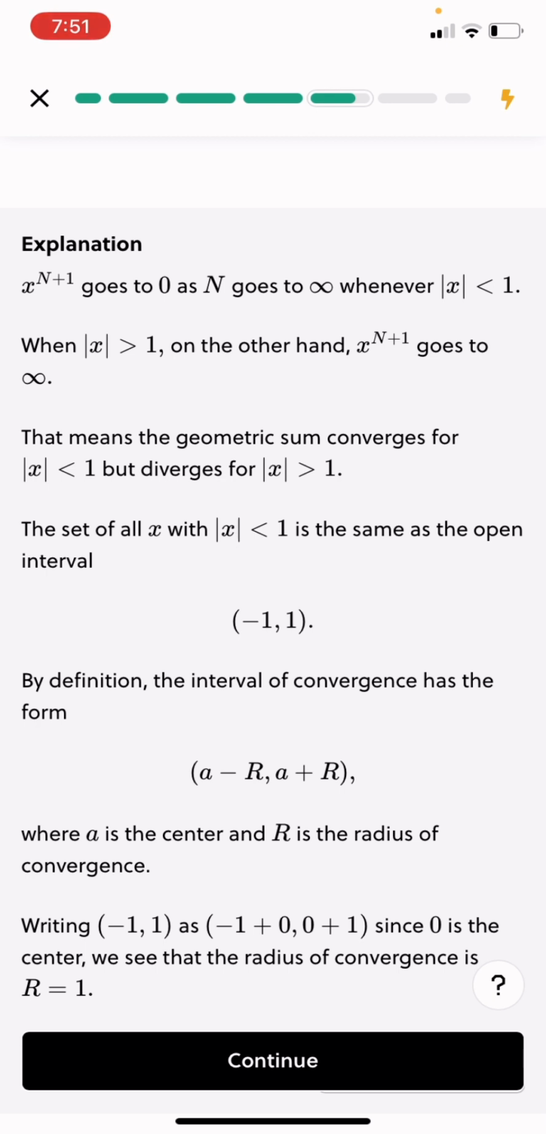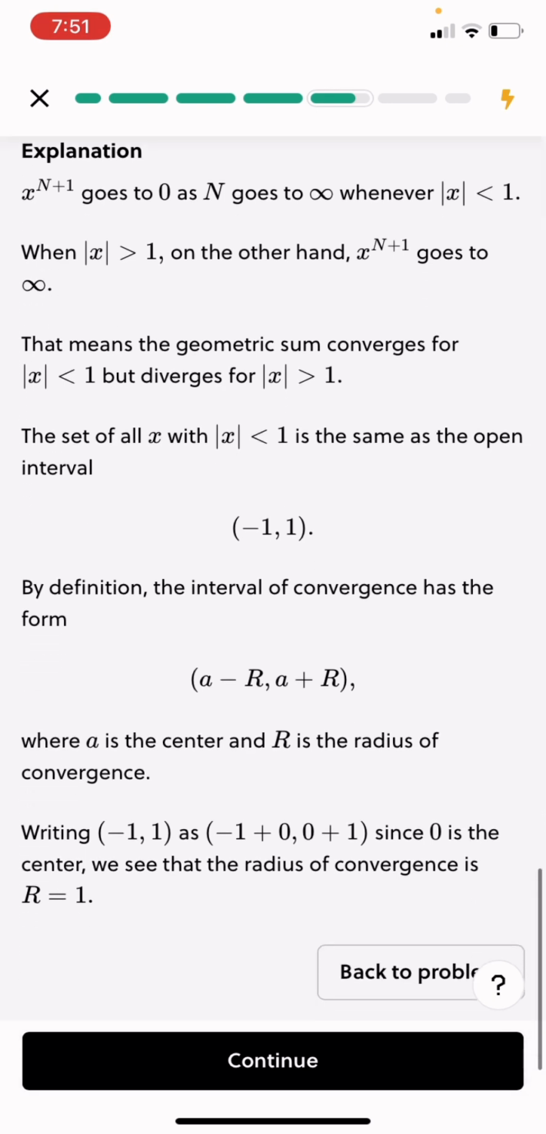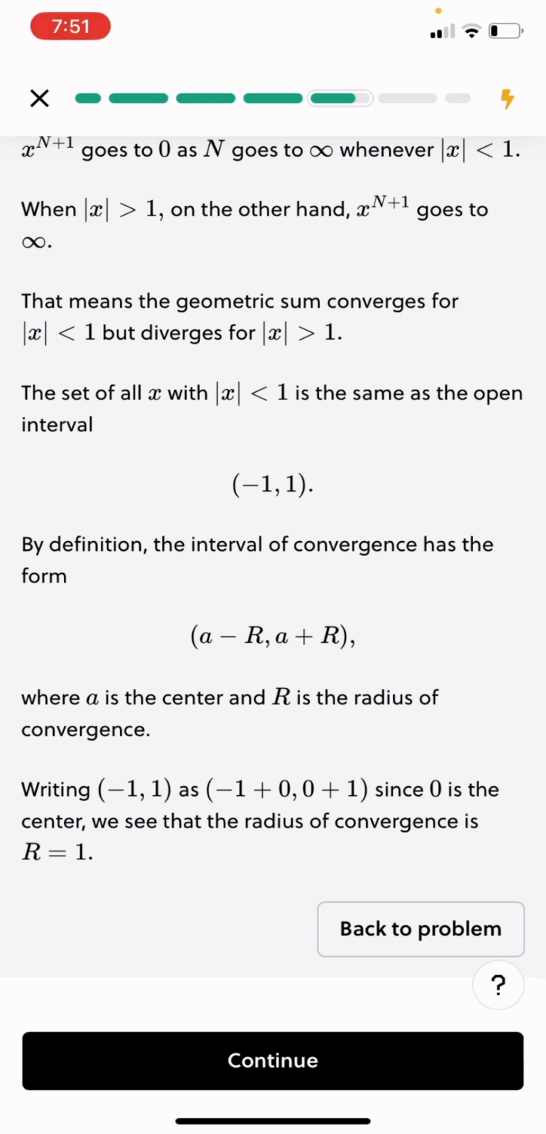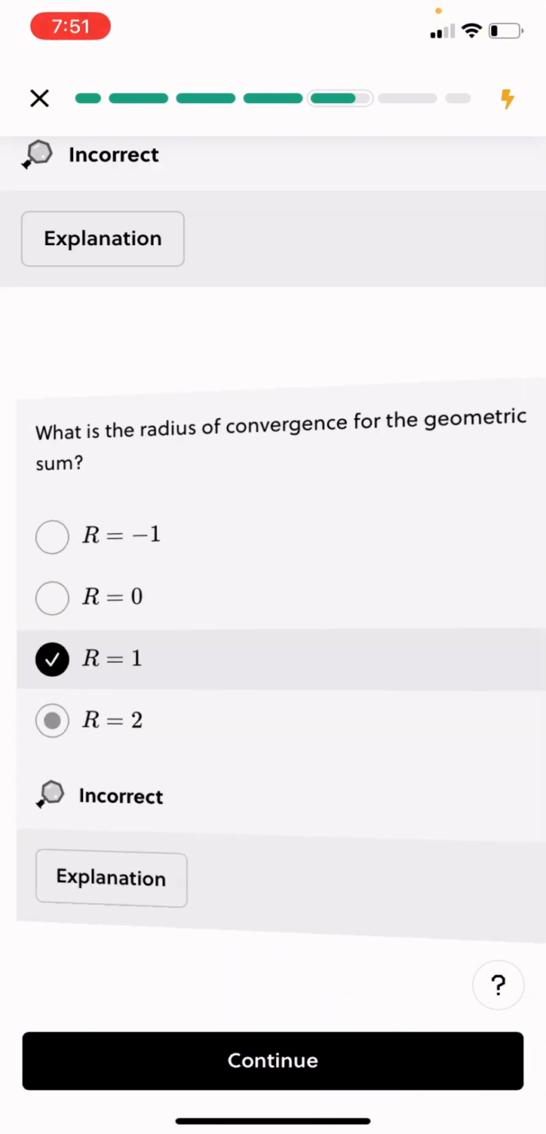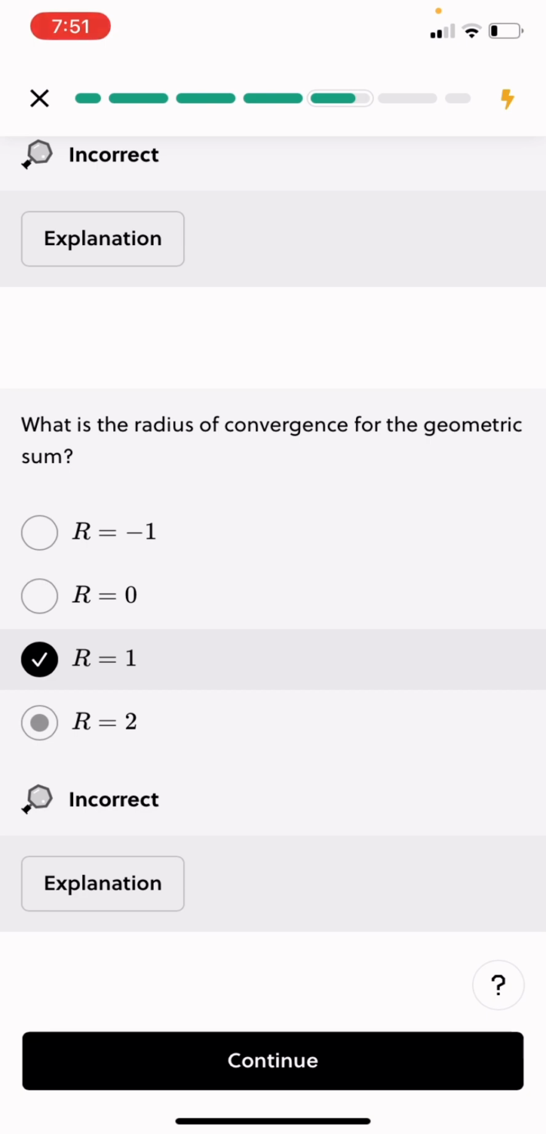By definition, the interval of convergence has the form (a - r, a + r), where a is the center and r is the radius of convergence. So if we do some basic addition, we can get that same answer. We can see by writing (-1, 1) as (0 - 1, 0 + 1). Since 0 is the center, we see that the radius of convergence is r equals 1. So that would be the basic.